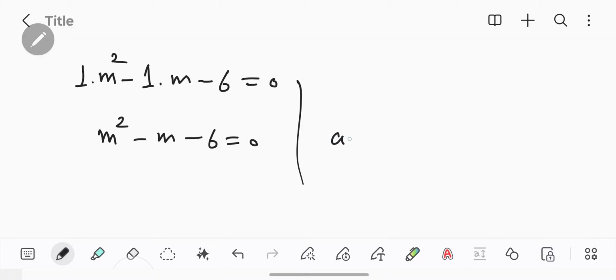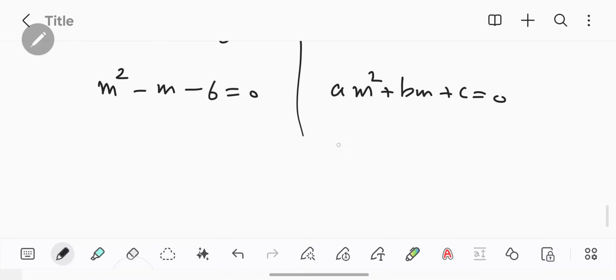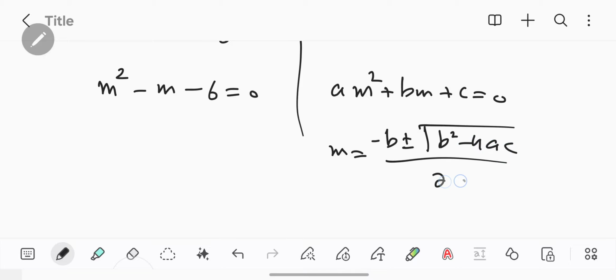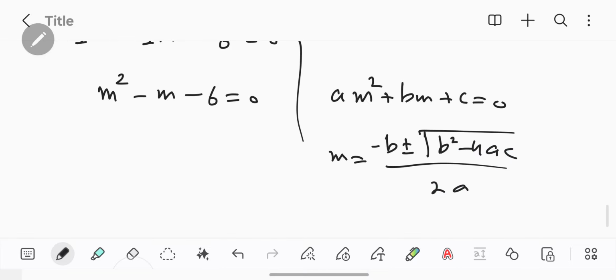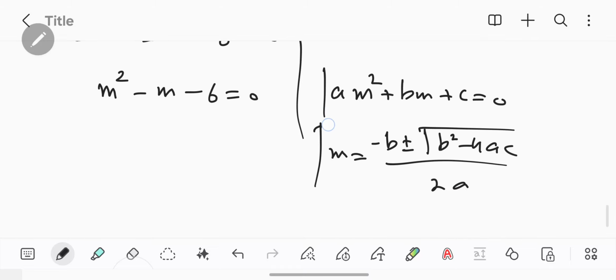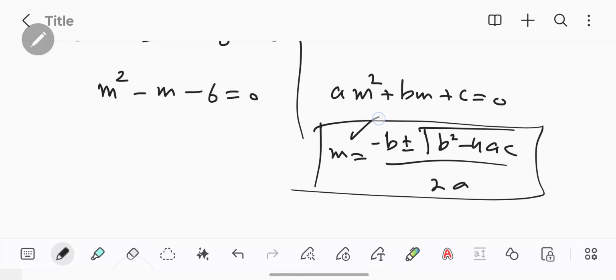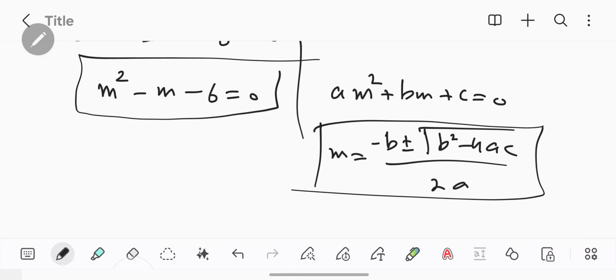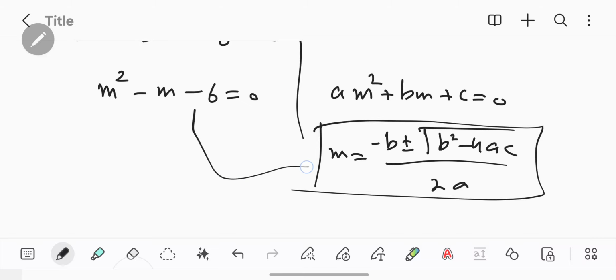The quadratic formula for the quadratic equation am square plus bm plus c is equal to 0 is m is equal to -b plus minus square root of b square minus 4ac over 2a. What I'm saying is that if this is the quadratic equation, then this is the quadratic formula. This formula is used to solve this quadratic equation. Now we have this quadratic equation and we will use this quadratic formula to solve it.